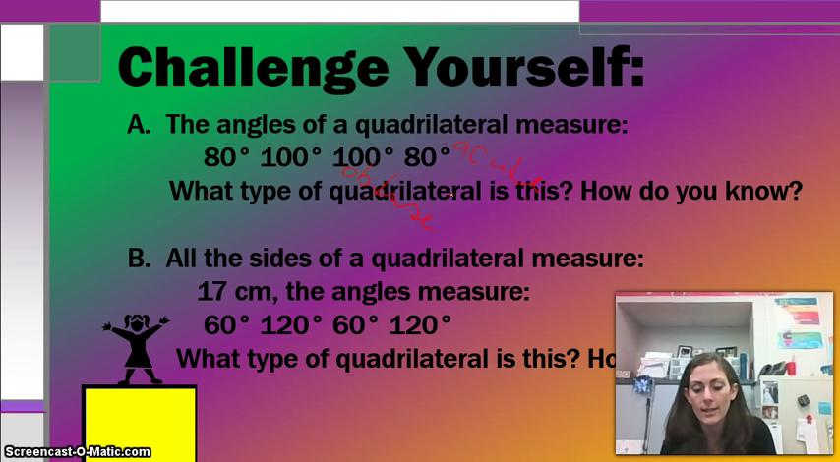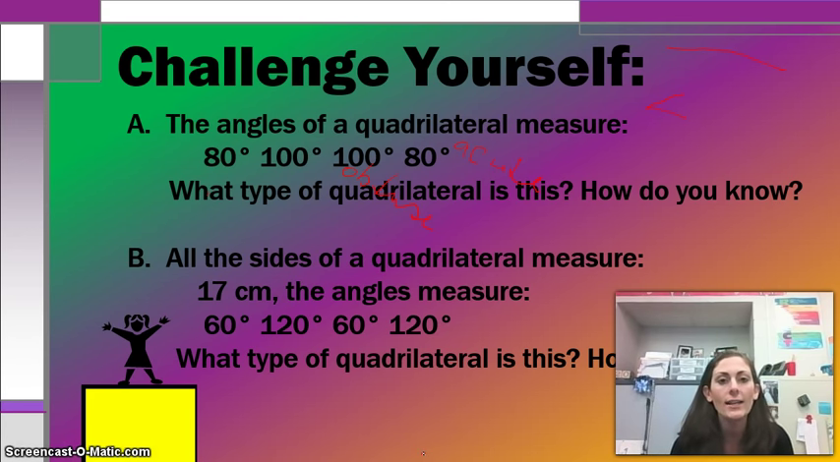So in your mind, think, here's an acute angle. It's less than 90 degrees. And then an obtuse angle would be more than 90 degrees. So what shape would go acute, obtuse, obtuse, acute. And then B, all the sides of a quadrilateral measure 17 centimeters. The angles measure 60, 120, 60, 120. So now we have acute, obtuse, acute, obtuse. And it's saying what type of quadrilateral is this and how do you know?